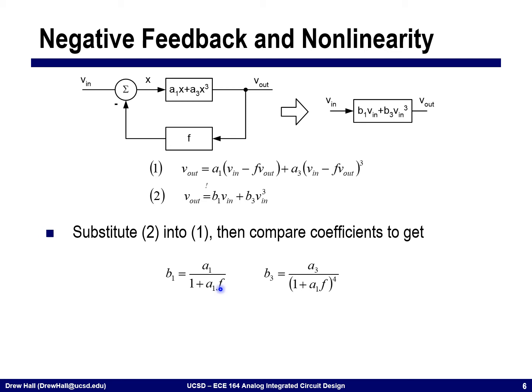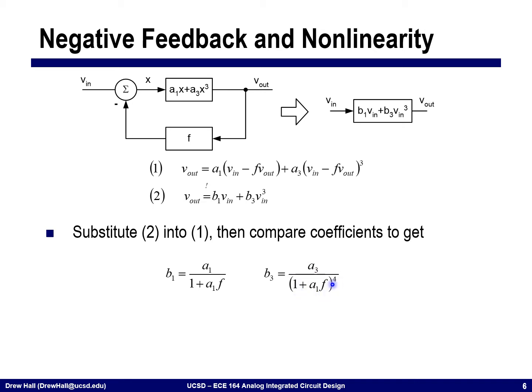Okay. This is not surprising. This is exactly what we saw previously. This is simply to say that the closed loop gain that we previously found, capital A, is equal to B1, and it's equal to the open loop gain divided by 1 plus T. B3, on the other hand, is equal to A3 divided by 1 plus T to the fourth power.